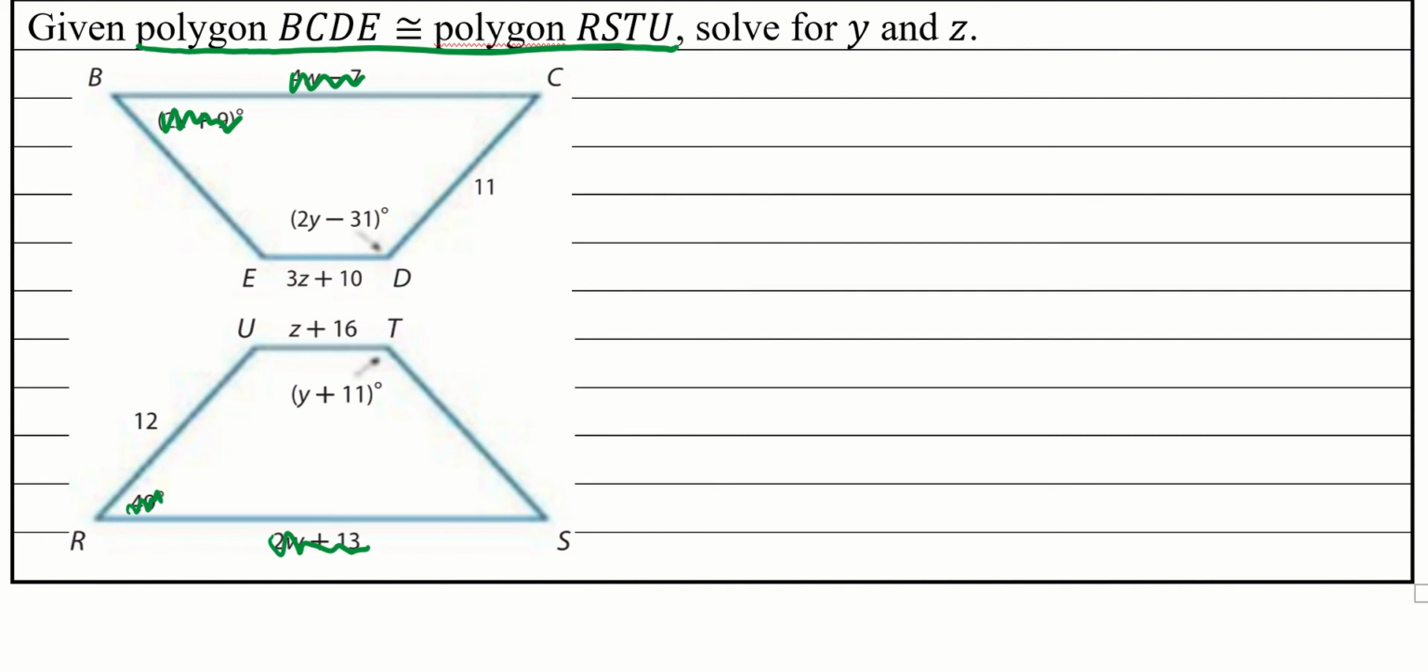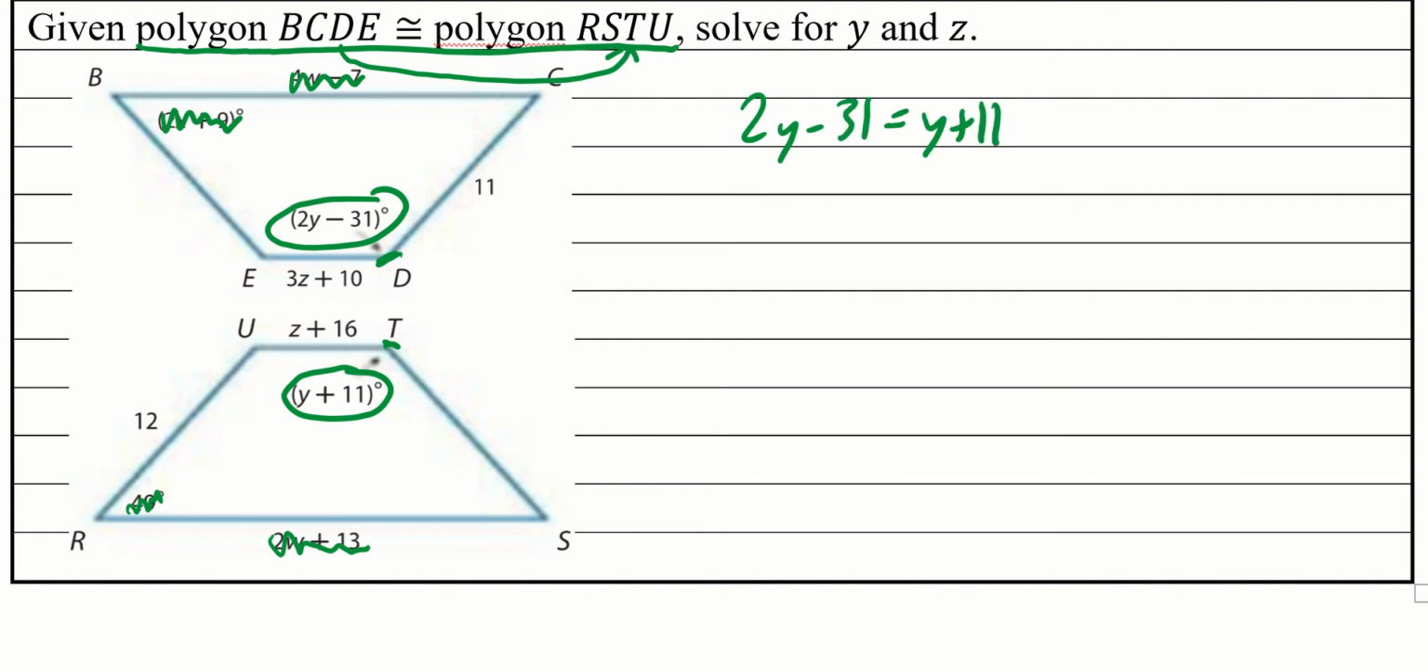So if I want to solve for Y, I notice I have these two angle measures, Y plus 11 and 2Y minus 31. If I pay attention to how the letters are written, I have angle D and angle T, and D and T should be corresponding. This is where we use this theorem: if I've shown that the big shapes are congruent, then these little pieces also have to be congruent. So I can say 2y minus 31 equals y plus 11, because both those angles are in the same spot in their respective shapes.